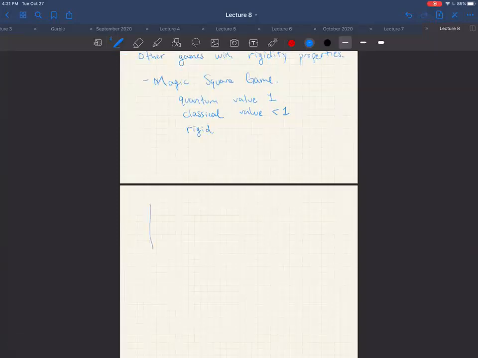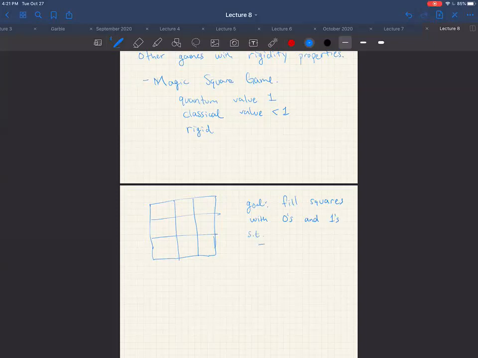Let's imagine that we have a 3x3 grid. The goal is you want to populate each of these squares with zeros or ones that satisfy two constraints. One is that all rows have to have even parity, meaning if you sum up the ones and zeros, you get an even number. Whereas in all the columns, if you sum up the zeros and ones, you get odd parity.